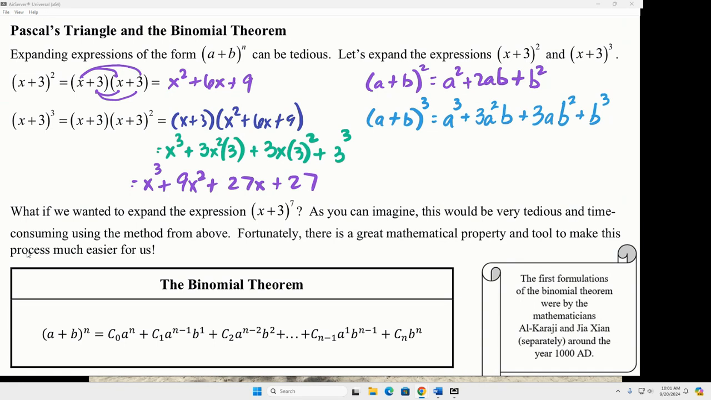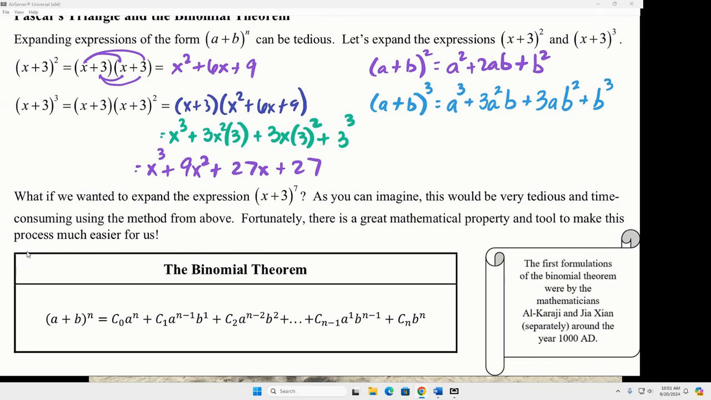Yes, ma'am. If you did do the seventh power, would you just change the 3's to 7's and the 2's to 6's? We do change it, not necessarily exactly like that, but yes, you are going to change it. You're going to have a similar pattern, just with different numbers in the front. So before we get into how you do this, what do you guys notice about the powers on A as you go through the problem? It starts off at 3, and then what happens? They go down, until it's like A to the 0. All right, what about the powers on B?